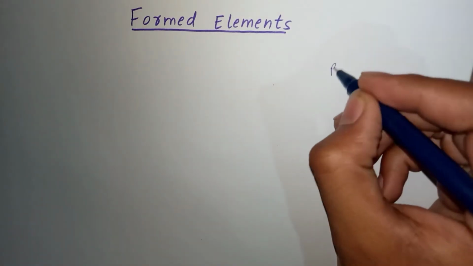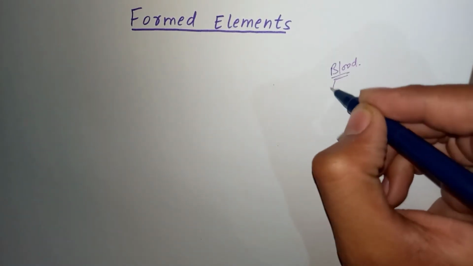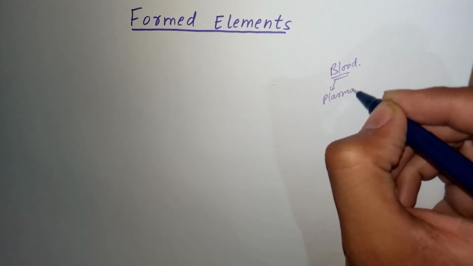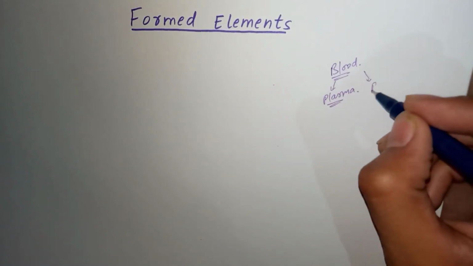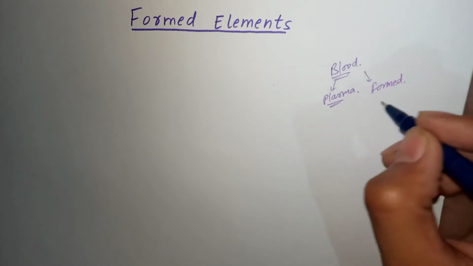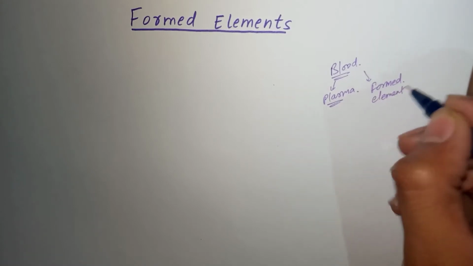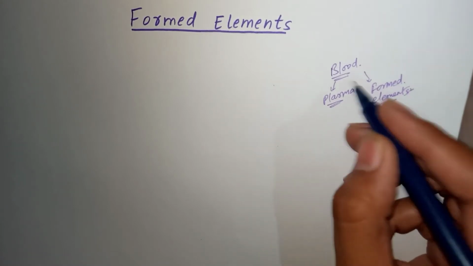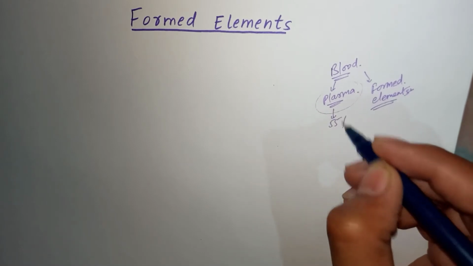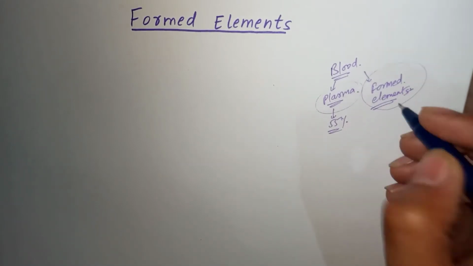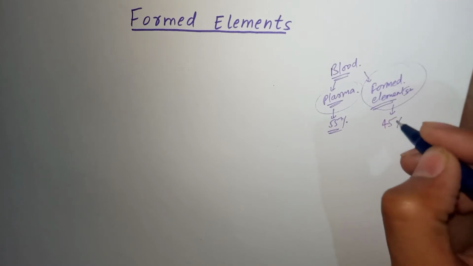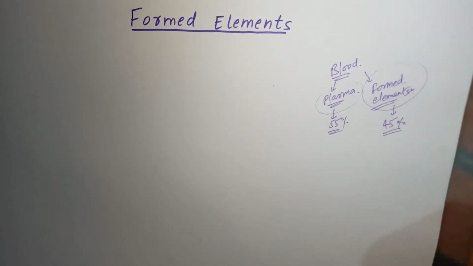So in today's video we are talking about the formed elements of the blood. As we know, the blood is composed of two components, the plasma and the formed elements. Plasma constitutes 55% and formed elements form the other remaining 45%. So what are formed elements? Formed elements are nothing but the cells present in the blood.